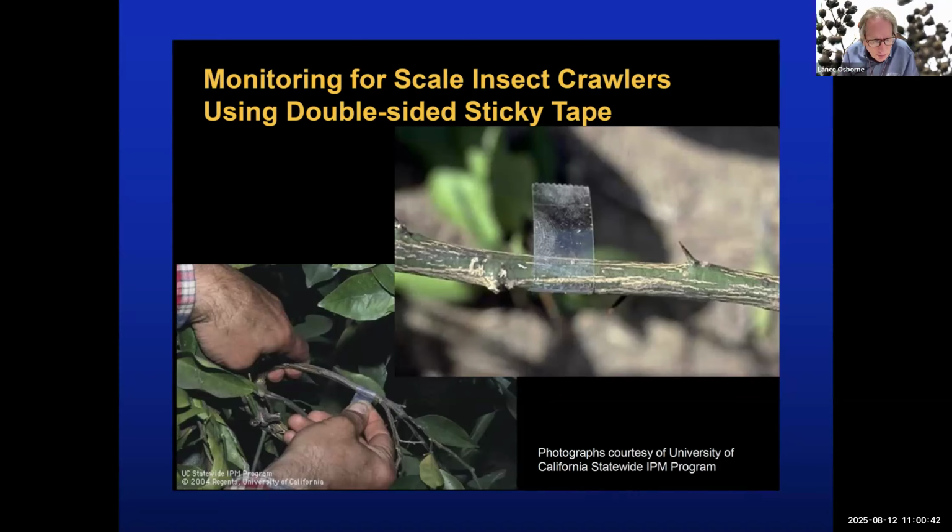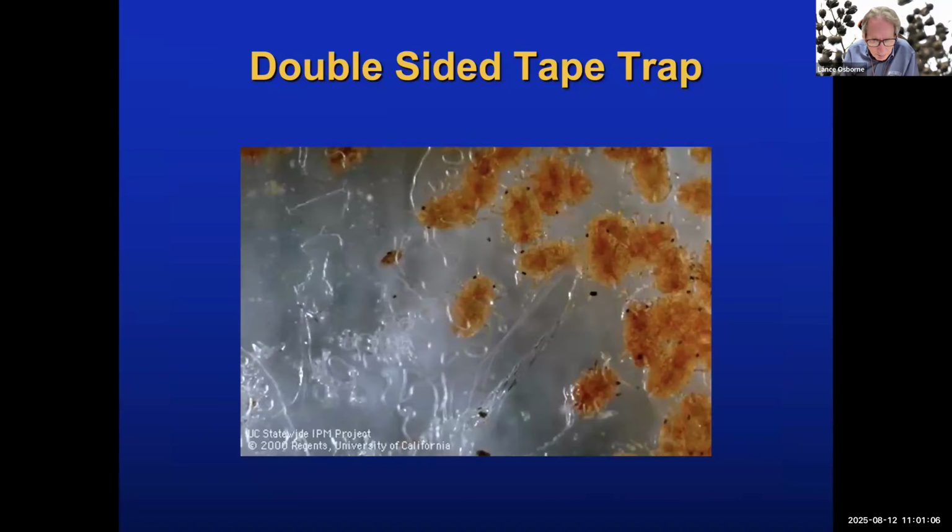You try to go to the same area consistently because the crawler stage is the stage that you try to aim your chemicals at. And so you need to know whether there's a peak coming, which is the time that you really want to get your ducks in a row for treating your plants.